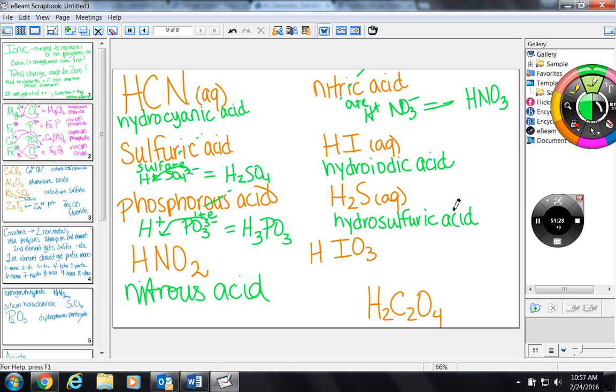HIO3. That's tertiary. It's iodate, so it becomes ic. It's iodic acid. HC2O4. It's oxalate, so it becomes oxalic.